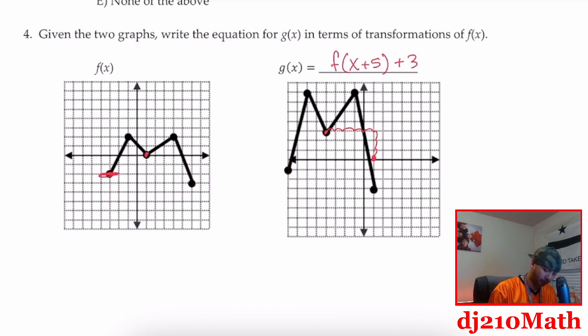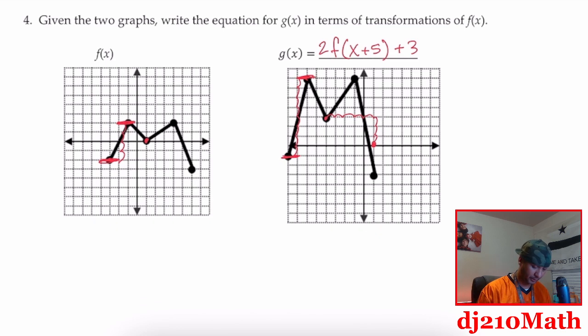It stayed the same. Now let's look at the verticalness. So let's go from here to here. 1, 2, 3, 4. Let's go from here to here. 1, 2, 3, 4, 5, 6, 7, 8. So it doubled. It went from 4 to 8. So doubling would be a 2. All right, that's it. Hopefully you understand how transformations work.